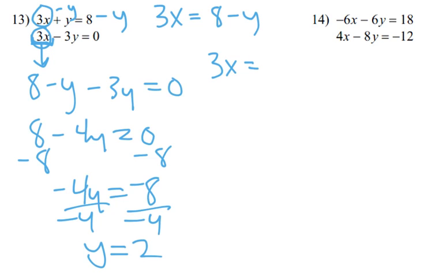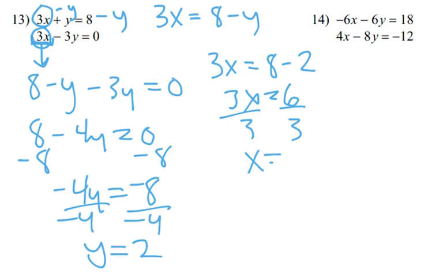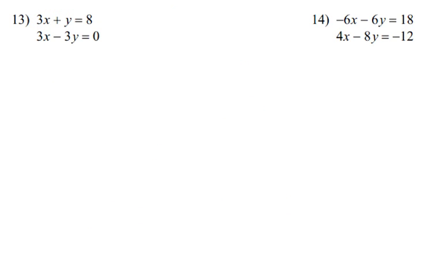Plug in 2 here. 8 minus 2 would give us 6. Divide by 3. And we get x equals 2. So the point (2, 2) is where those two equations intersect. Okay, there's other ways. There's multiple ways we can do each one of these problems. It just depends on how you want to do it. And as always, if you'd rather just try to graph these, by all means you can graph.